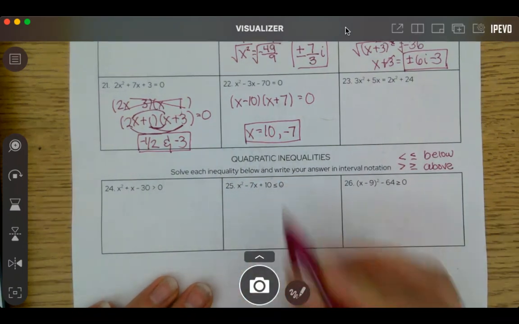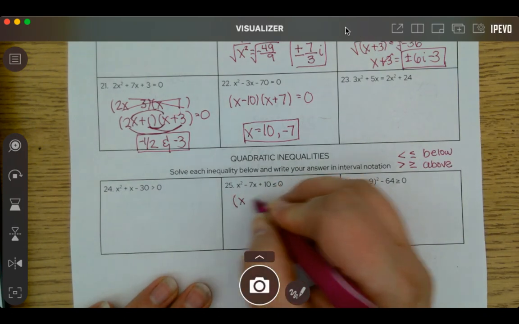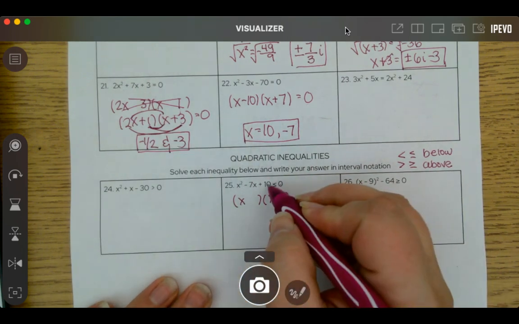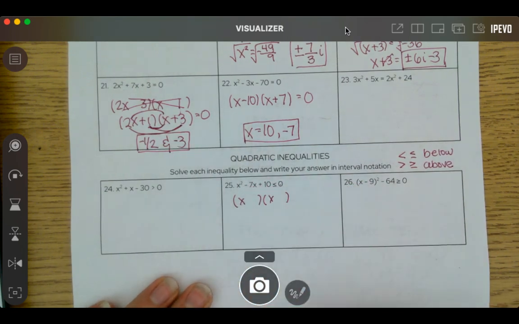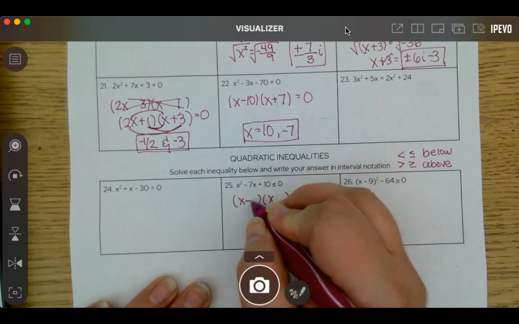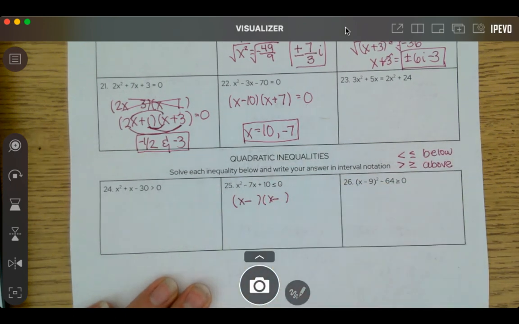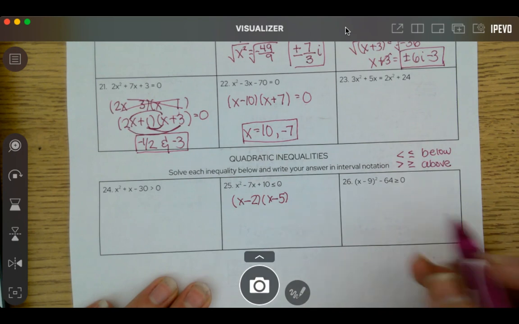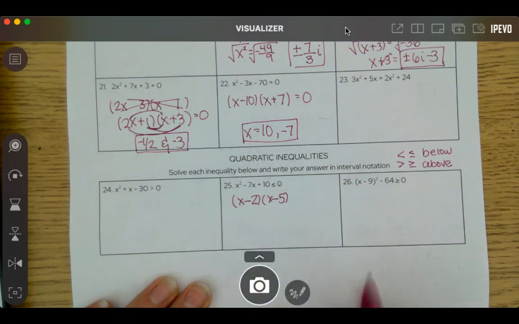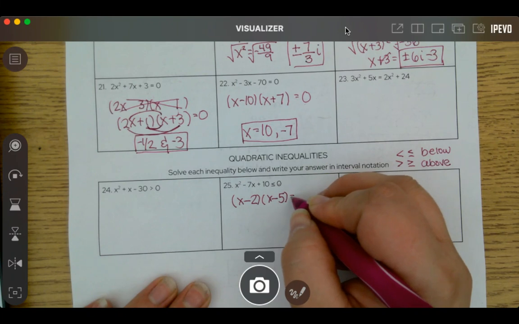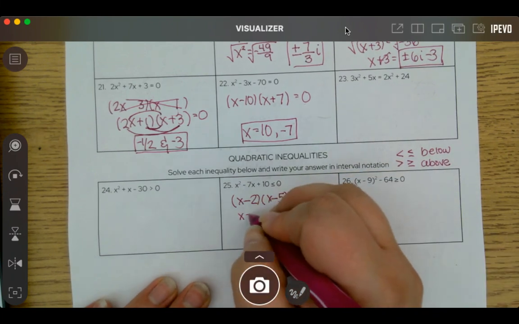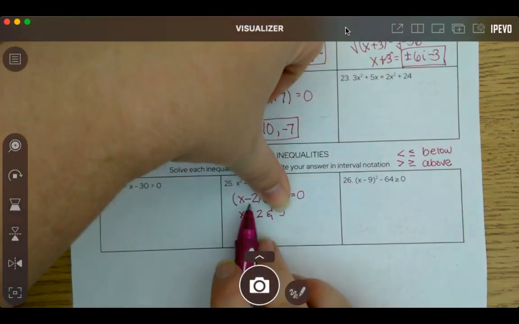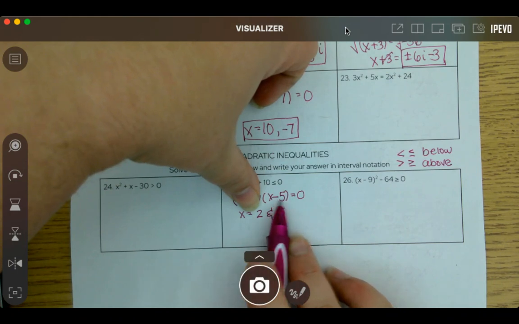You have to find out when it equals 0 to start with. So I'm going to factor this one, kind of like I did right here. I need 2 numbers that multiply to 10 and add to negative 7. Since they multiply to a positive, they're both going to have to be negative, or they won't add to negative 7. And then 2 times 5 is 10, and negative 2 plus negative 5 is negative 7. So then if this was equal to 0, my 2 answers would be 2 and 5, because I would add 2 to both sides, add 5 to both sides.